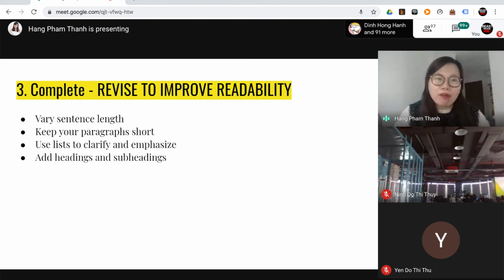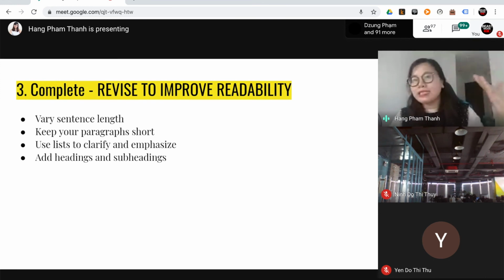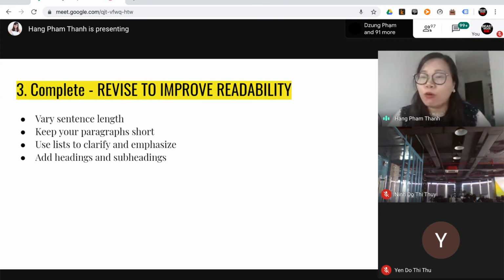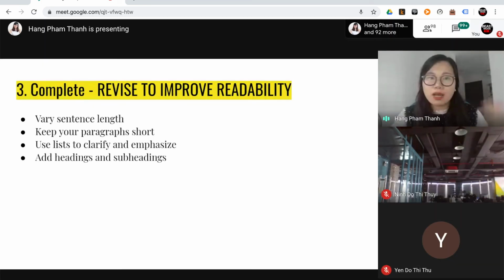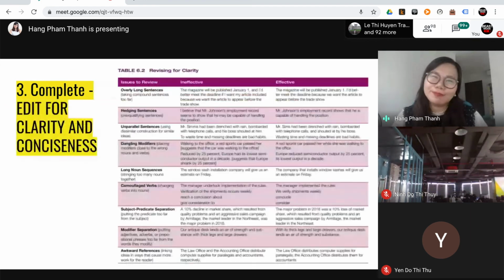We don't want a paragraph that covers the whole page, because it may be very difficult for the reader to follow. In some parts, you may want to use a list to clarify and emphasize, rather than just writing everything down. Please use a list to make it clearer. And you also want to add headings and subheadings when appropriate.